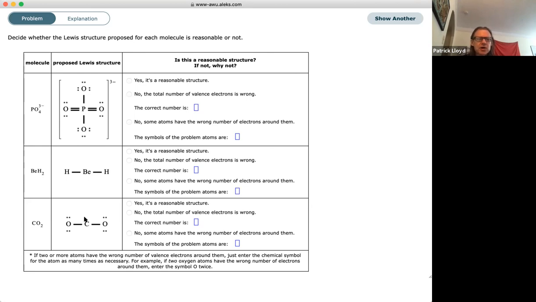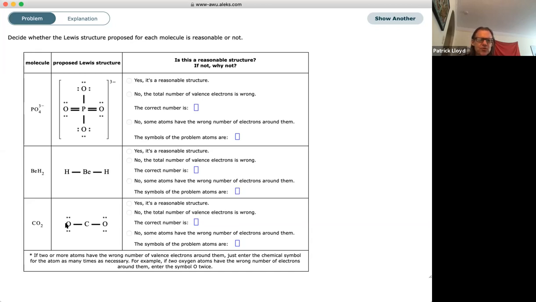This one's a problem. Carbon, just looking at it, stares you in the face, right? Carbon doesn't have the correct number of electrons. The whole structure probably doesn't have enough electrons. Let's see. Carbon has 4. Oxygen has 6, so 6 times 2 is 12, plus 4 is 16. So the total number of electrons is wrong. The correct number should be 16. Some atoms have the wrong number of electrons. So oxygen is wrong.